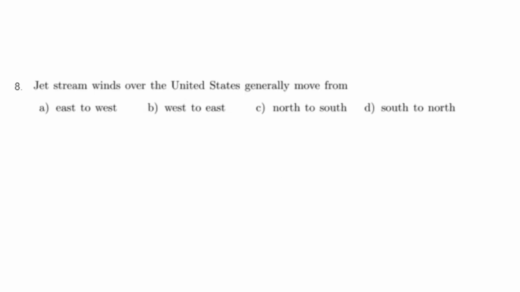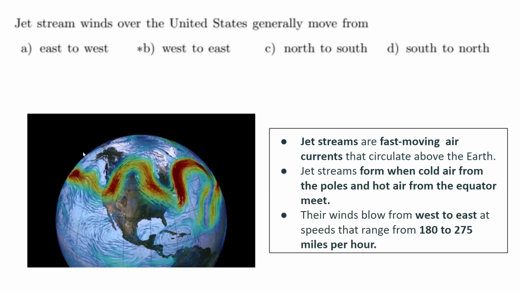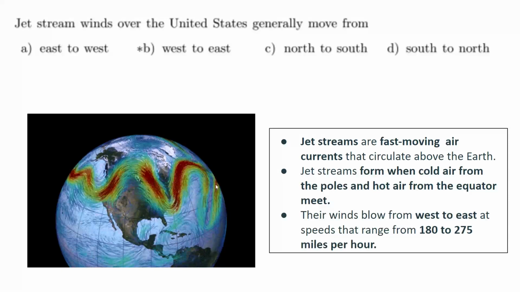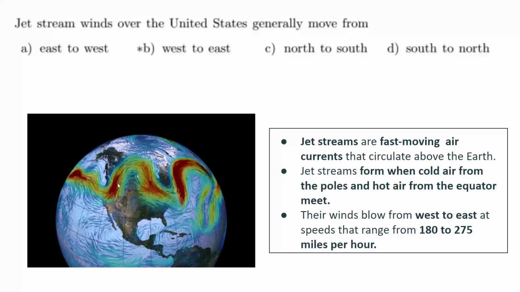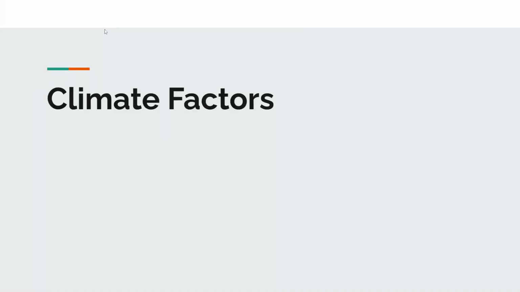Try number 8, pause this video. Jet stream winds over the United States generally move where? The correct answer is B, west to east. Jet streams are always moving from west to east, okay? And this is because of the direction the earth rotates, and we'll talk about that in the future. In the next video, we'll talk about climate factors.